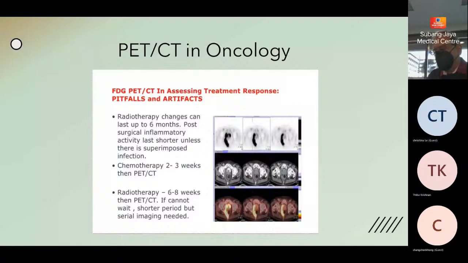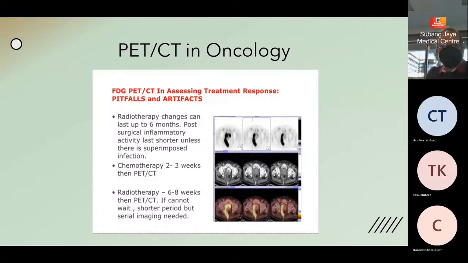So if, for say, the size of the tumor remains the same and the glucose uptake, the SUV, goes up, it could still be responding. It's just a flare phenomenon. You just follow them up down the line. And in most cases, the FDG uptake will reduce after a year. So you need to interpret according to the timing of the treatment.